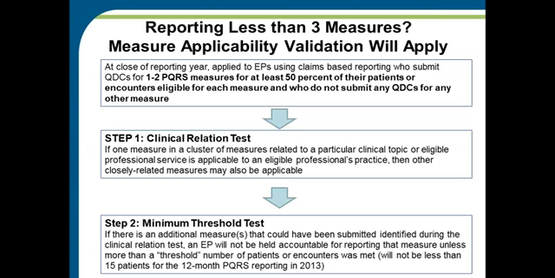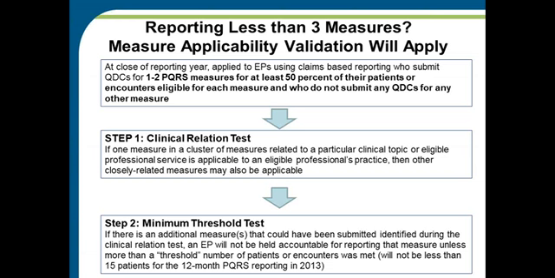If you have successfully reported 1 or 2 measures, that is, you've accurately submitted quality data codes for at least 50% of the patients or services that are eligible and relevant to a measure, then CMS will analyze your claims to determine if you could have reported another measure or 2. So the first step in that process is the clinical relation test. If one of the measures that you have reported is in a measure cluster, CMS will look within that cluster to see if you could have reported another measure in that cluster. And the measures in the cluster are related by a clinical topic or professional service relevant to that type of practice. And we'll go through an example on this in a minute.